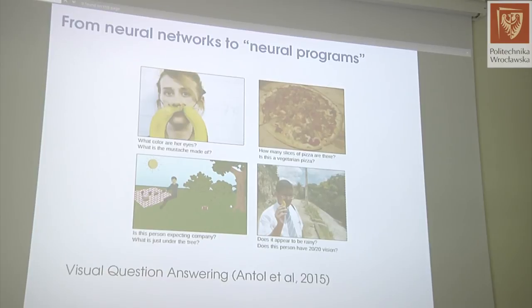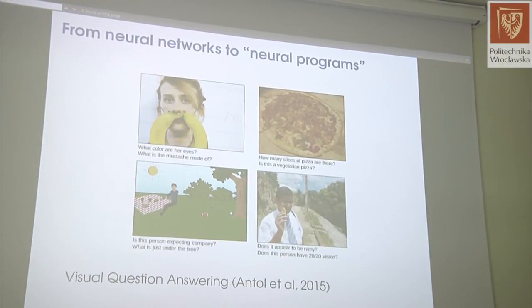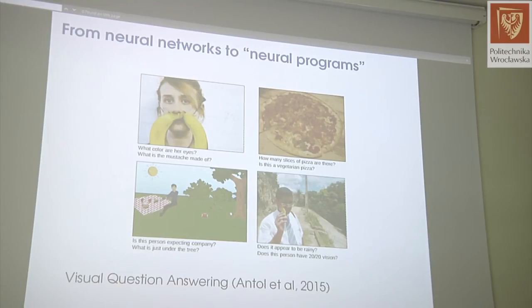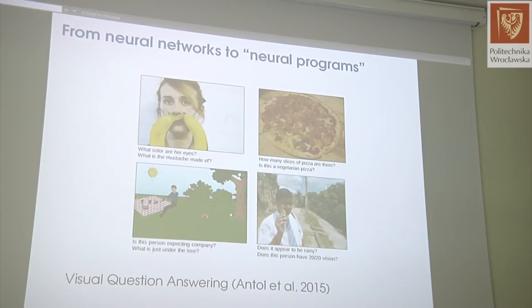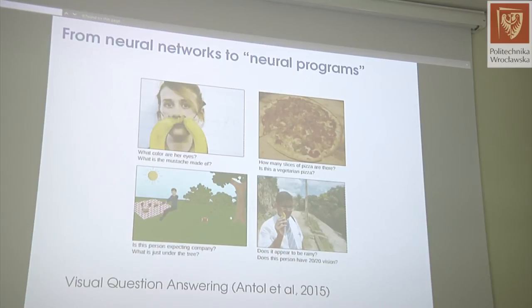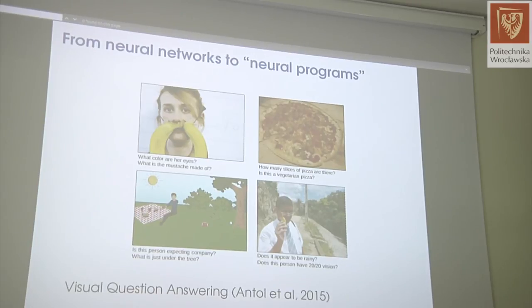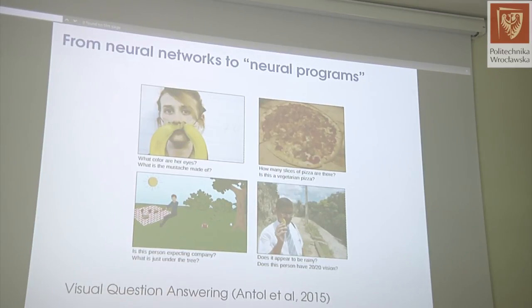This data set is called Visual Question Answering. It was proposed by Antol and others very recently. And it looks like this, right? You have images and questions, and the questions go way further than a classifier could ever be able to deal with. So for example, what color are your eyes, what is the mustache made of, and so on. So you really need to understand the concepts and need to know about colors and all kinds of stuff in order to answer those questions.